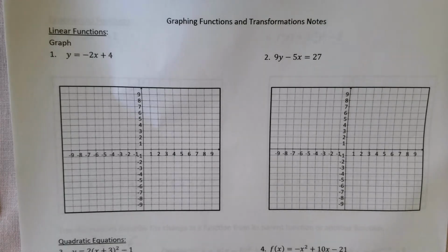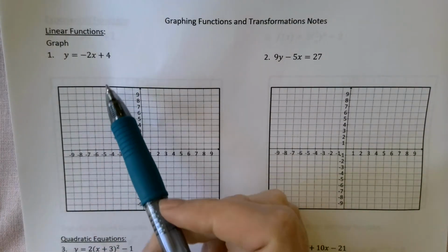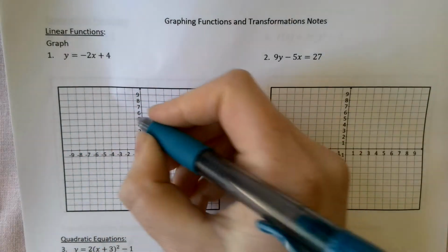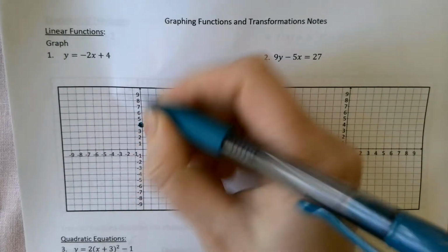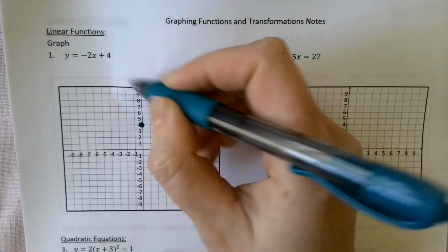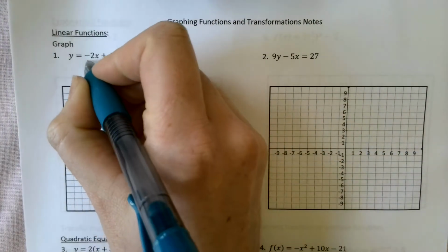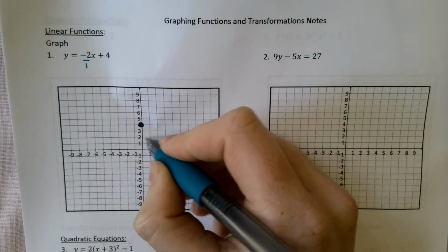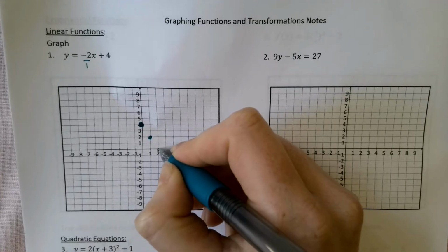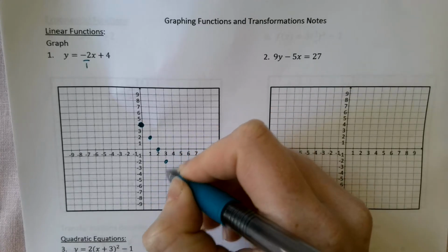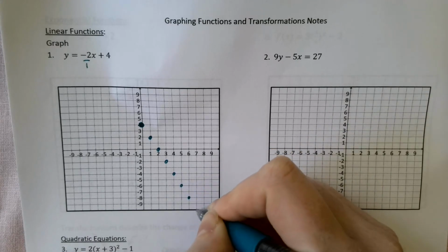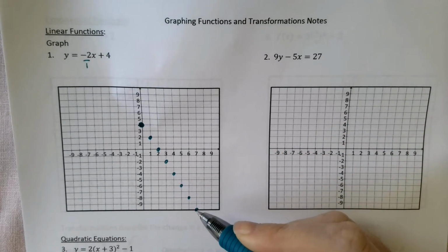So for linear functions, how we graph, we always start with our y-intercept. But we have to make sure that we're in standard form, which we are. So when we start at our y-intercept, we start at our b. So we start here, and then we have our slope of -2 over 1. Okay? So that means we're going to go down 2 to the right 1, down 2 to the right 1, and so on and so forth.